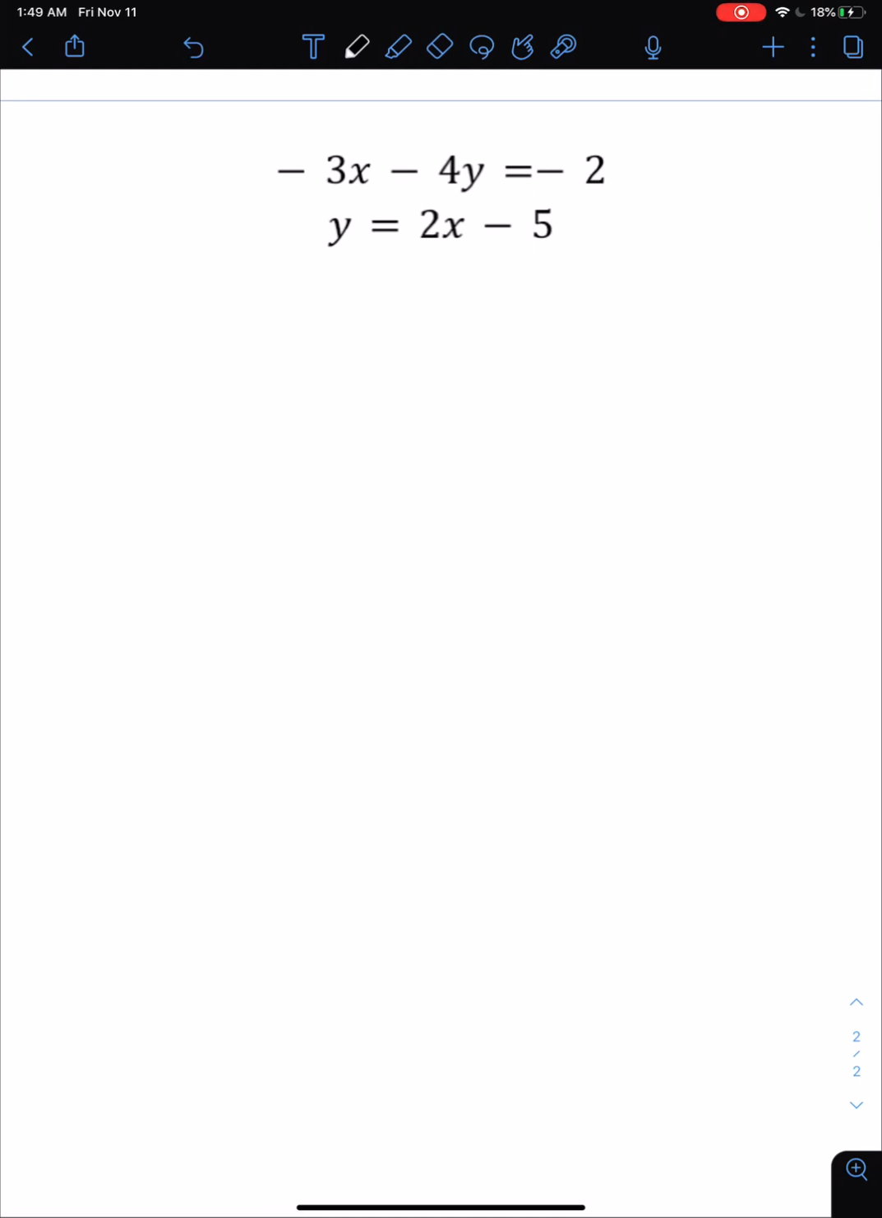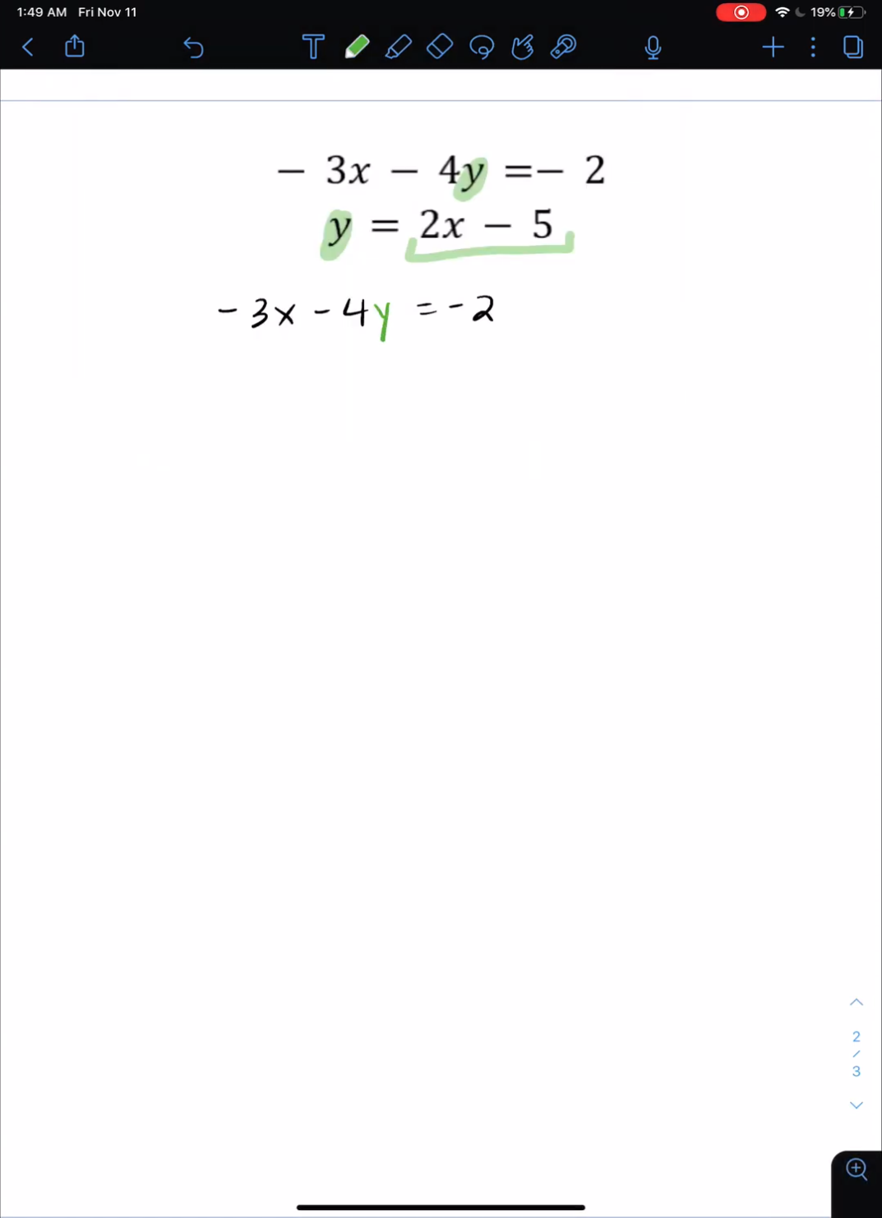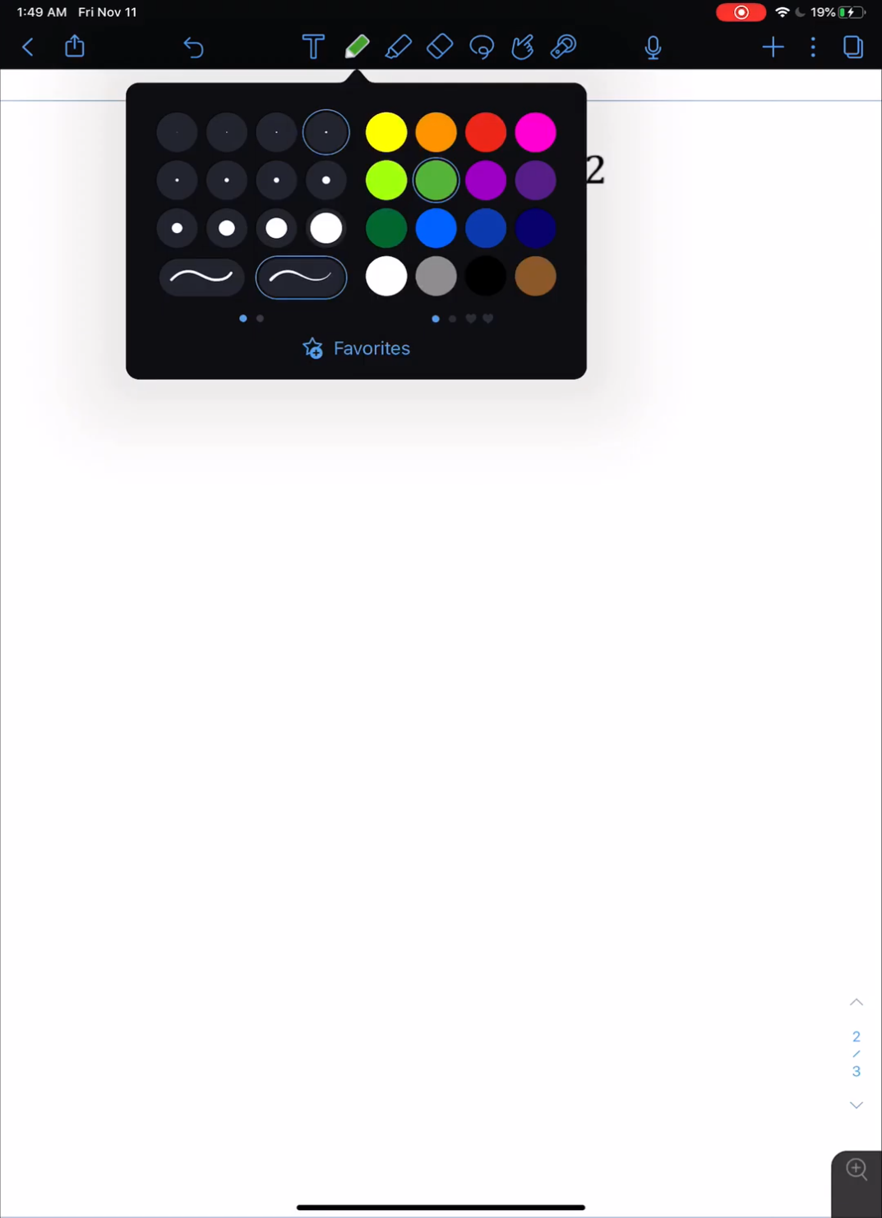In order to do this, we want to combine to have only x's or only y's. In this scenario, it would be a good idea to use substitution because in our second equation we just have y is equal to 2x minus 5, which means we can substitute this y into our original equation. That way our equation only has x's. So I'm going to rewrite that original equation, negative 3x minus 4y is equal to negative 2. And I'm going to change this y and put it in green because in replacement of y, we're literally going to substitute in this whole expression here, 2x minus 5.